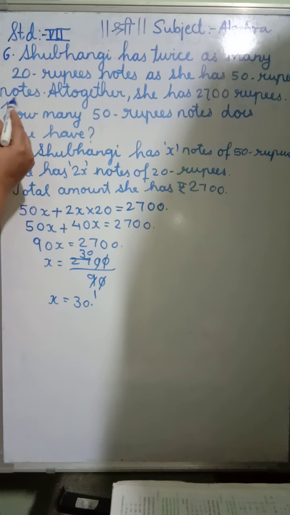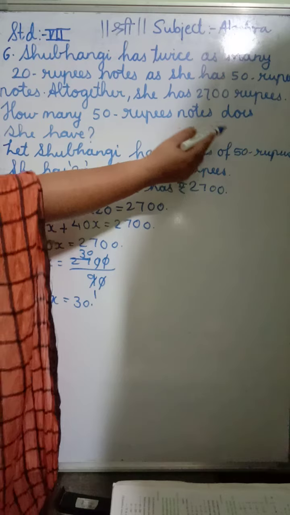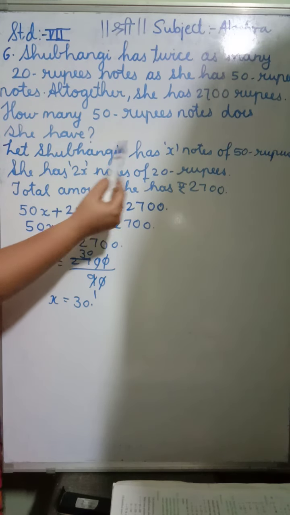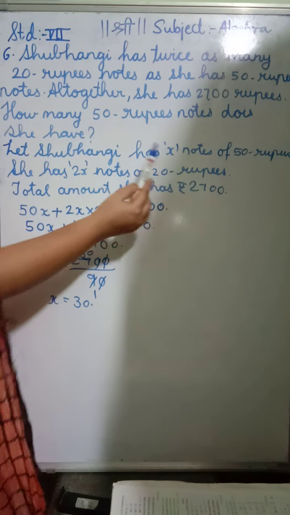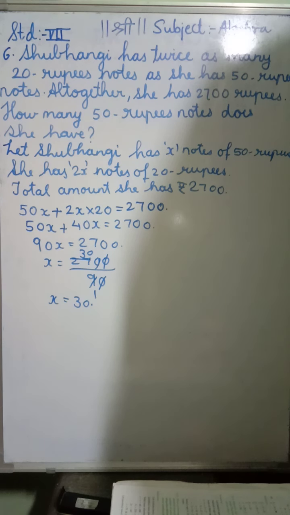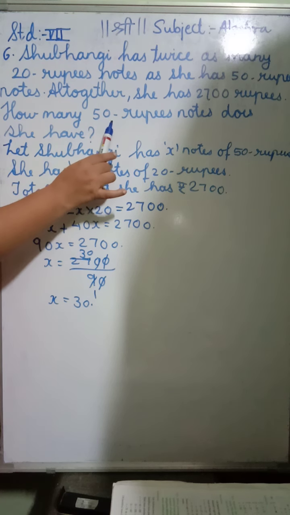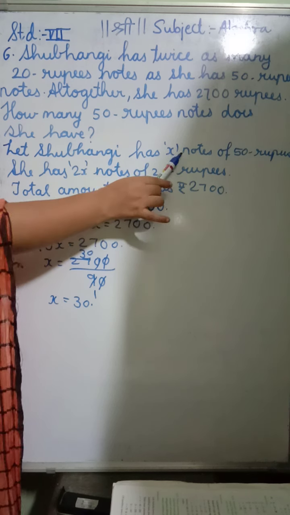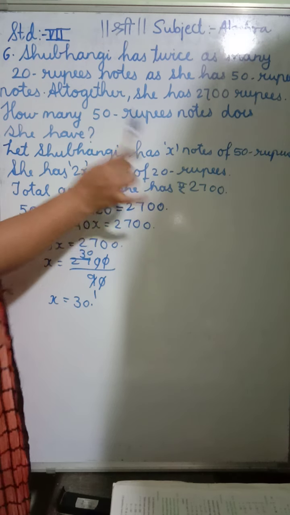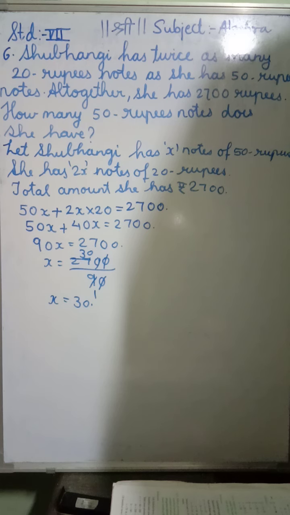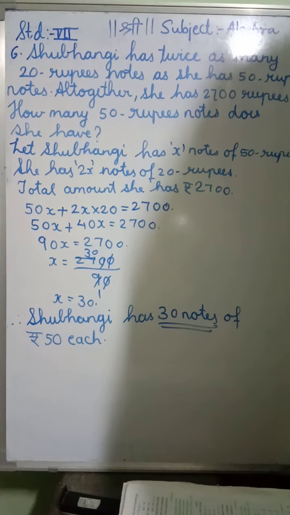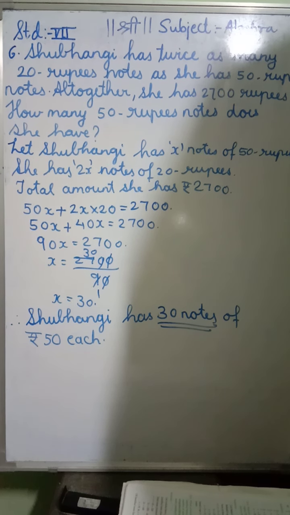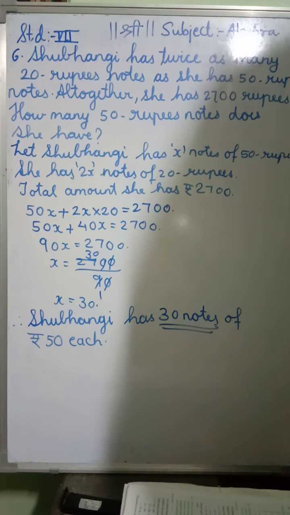Now what are they asking? How many 50 rupees notes does she have? What we have considered 50 rupees as X, and did we get the X value? Yes, so no need to find 20 rupees. Understood why? They are asking how many 50 rupees notes does she have, and we have considered 50 rupees notes as X. And did we get X as the answer? Yes. Therefore, the last statement will be: therefore Shubhangi has 30 notes of rupees 50 each.